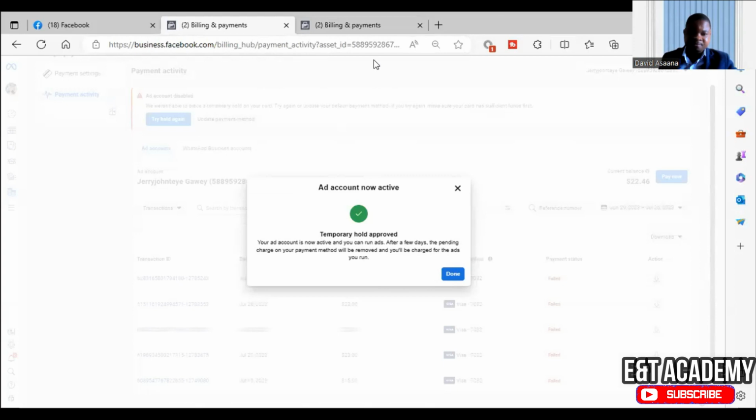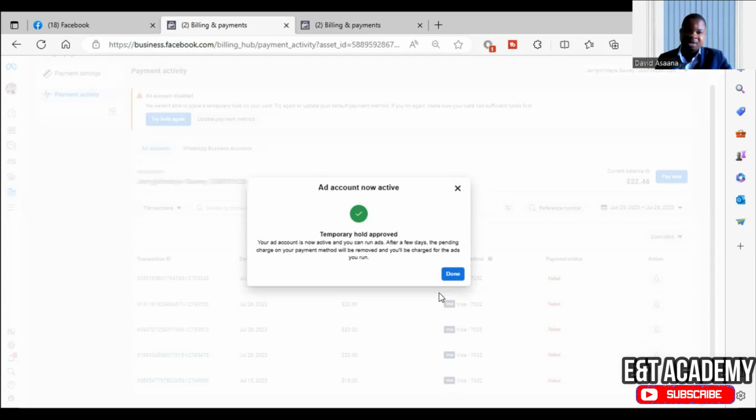So as you can see, for this one, when it was temporary hold unsuccessful and I clicked on approve hold, it says ad account now active, temporary hold approved. Your ad account is now active and you can run ads. After a few days, the pending charge on your payment method will be removed and you will be charged for the ads you run. So that is what is being said here.